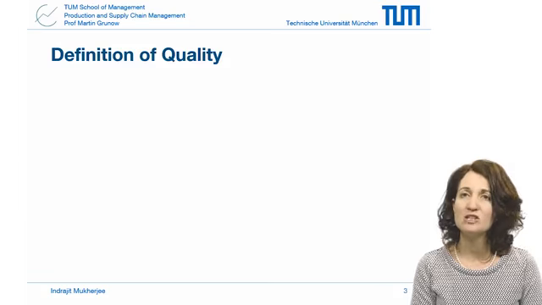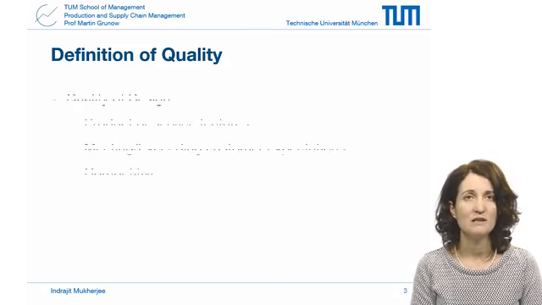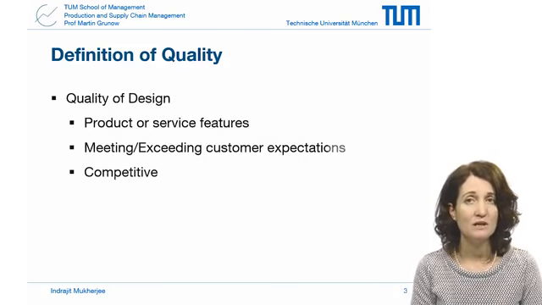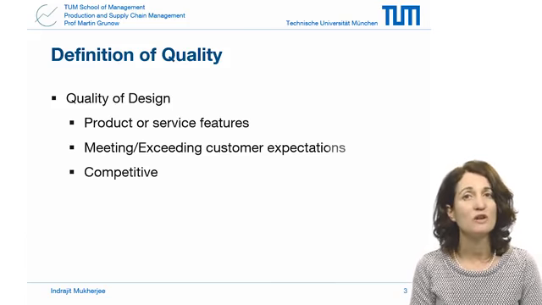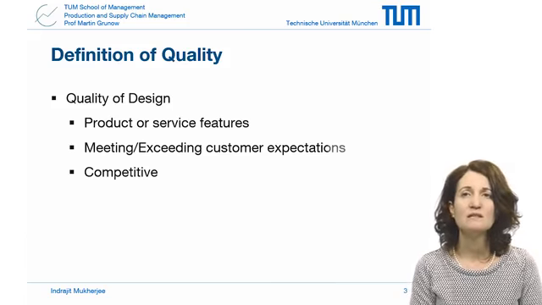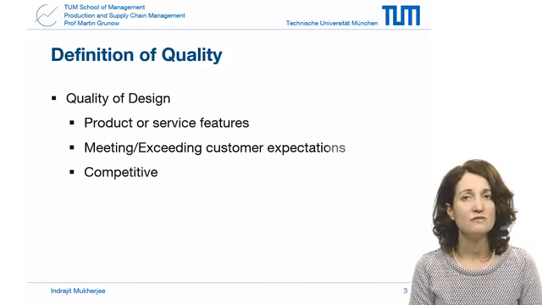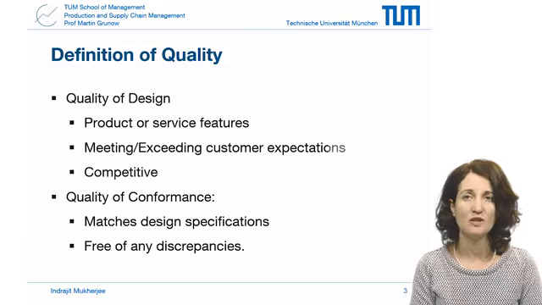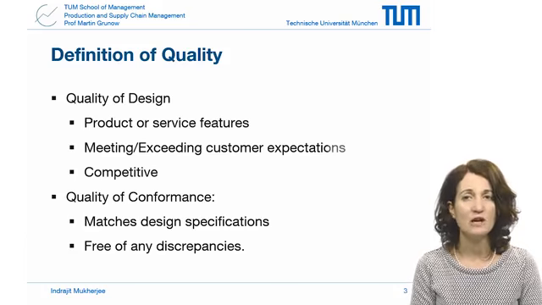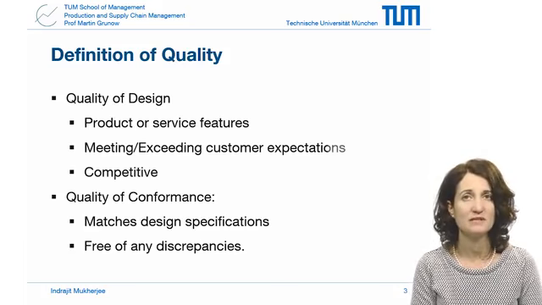As we discussed in the earlier lecture, when we consider quality, we think of two aspects. The first is the quality of design. This is embedded in the design specifications of the product or service. Does the design satisfy the customer needs? And how does the design compare with competition? The second is conformance quality. And this depends on the production and delivery processes, or the operations. Does the process output match the design specifications? And do we have generation of defects and discrepancies?